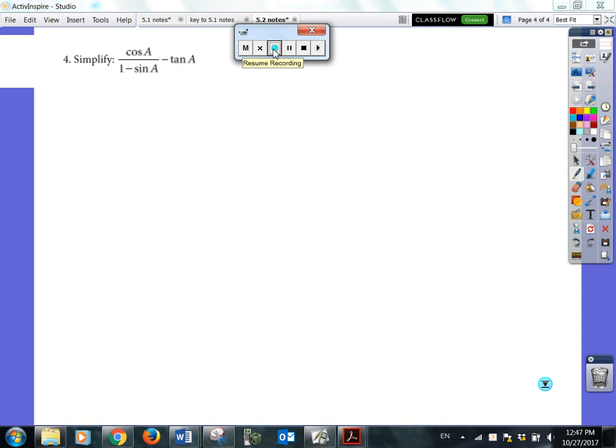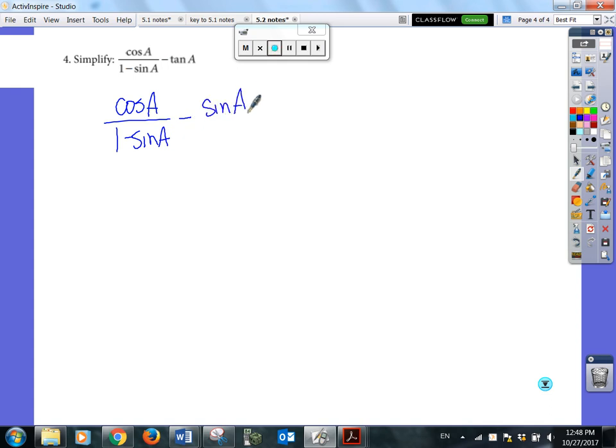Two terms, you always have to get a common denominator. So before I do anything, I want to change this tangent to sines and cosines. So cosine A over 1 minus sine A minus sine A over cosine A. Now, it's still not a very small common denominator, but we need to multiply the left side by whatever's in the denominator on the right, and the right side by whatever's in the denominator on the left.